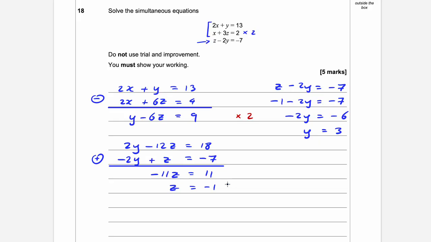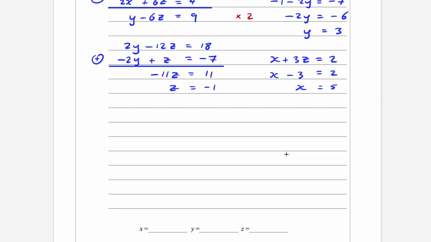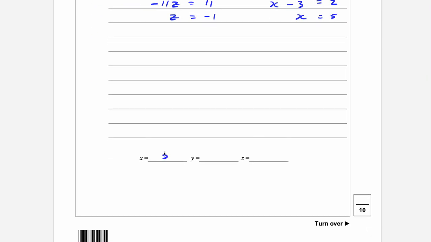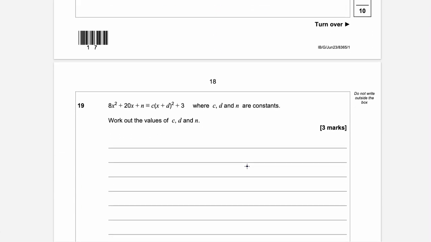Okay, now I've got z, I've got y. I can get x from any of these. I'll get it from that first one. X plus 3z equals 2. X plus 3 times minus 1, which is minus 3, equals 2. And then x equals 5. So x is 5, y is 3, z is minus 1.